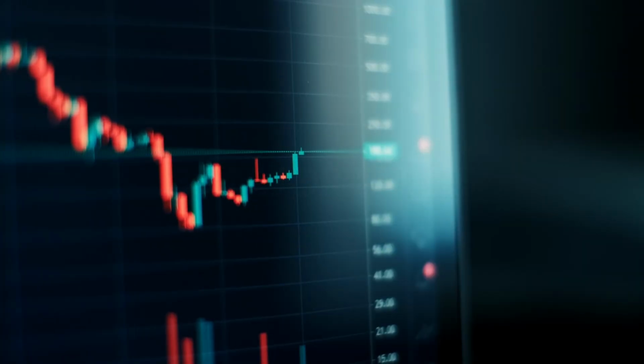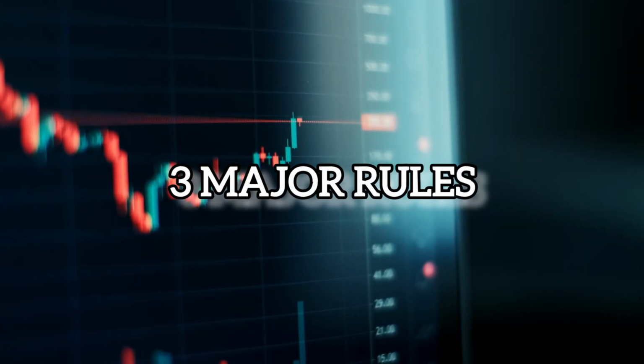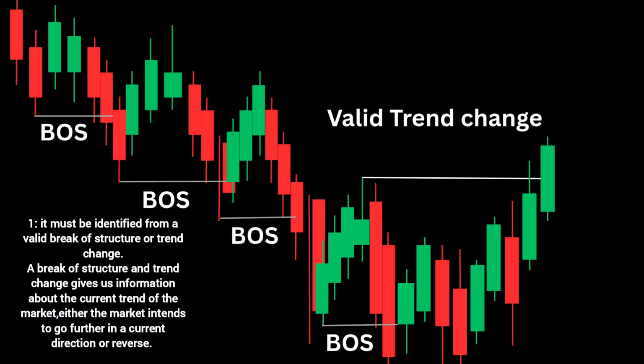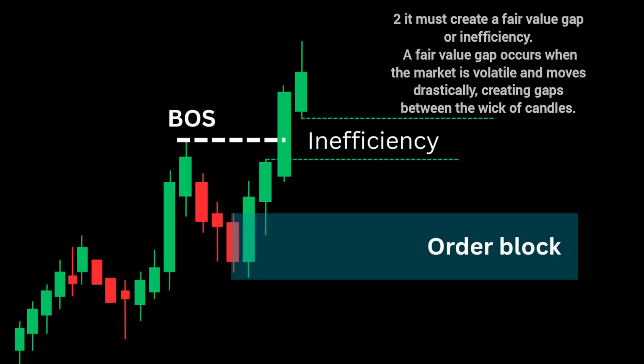Now we have 3 major rules for identifying a valid order block. 1. It must be identified from a valid break of structure or trend change. A break of structure and trend change gives us information about the current trend of the market, either the market intends to go further in the current direction or reverse. 2. It must create a fair value gap or inefficiency. A fair value gap occurs when the market is volatile and moves drastically, creating gaps between the wicks of candles.